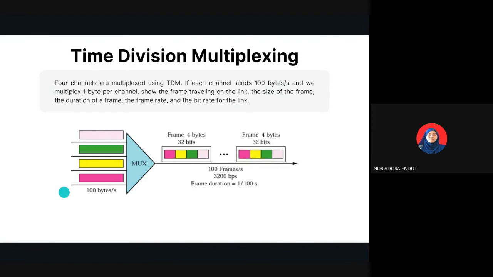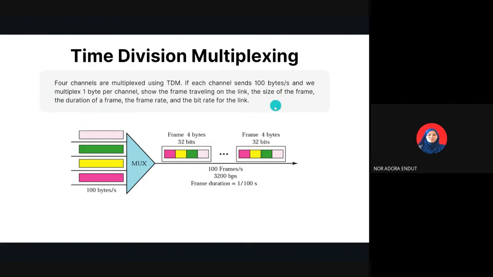Just to refresh your brain, 1 byte berapa bit? 8. Okay, alhamdulillah ingat. Alright, so bila kita faham ni maksudnya senanglah kan bila nak kira. Okay, multiplex 1 byte. Jadi dia bukan ambil 1 bit for 1 time slot. Dia ambil 8 bit for each time slot. Okay, so show the frame travelling on the link, the size of the frame, the duration of a frame, the frame rate and the bit rate.